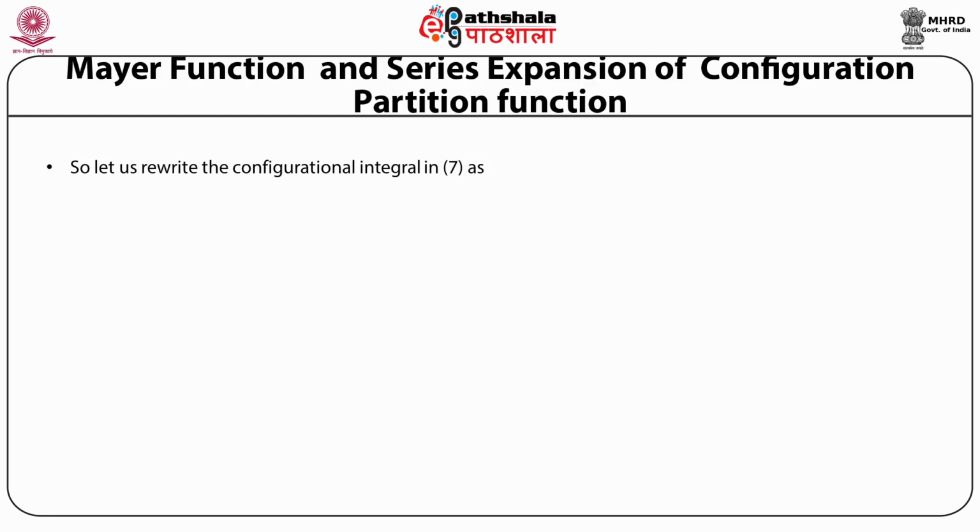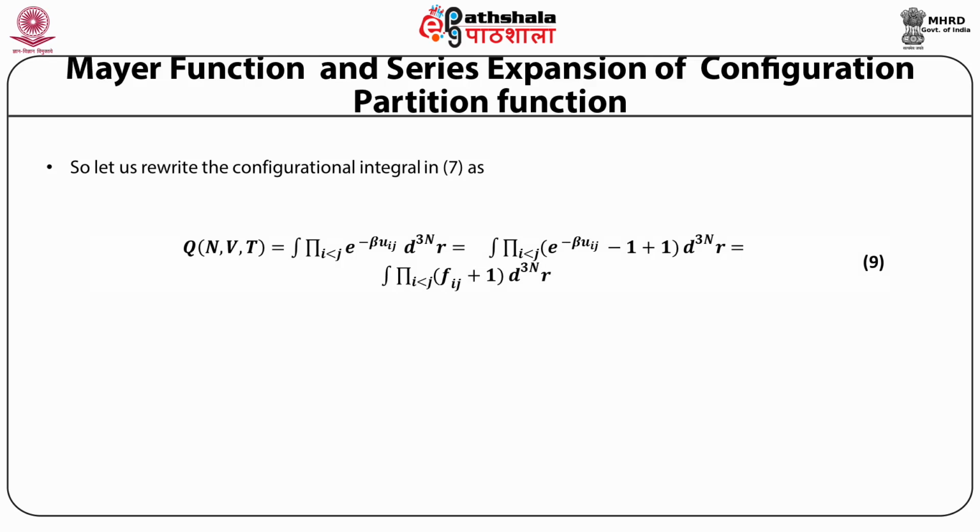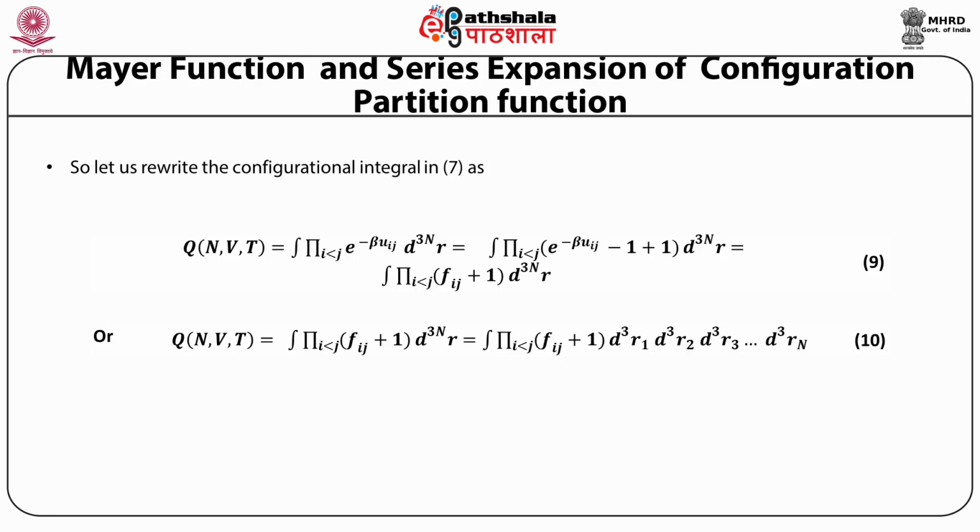Let us rewrite the configurational integral in equation 7 as Q as a function of N, V and T equal to the integral over product over i less than j of e raised to power minus beta u_ij d^3n r, which is equal to the integral over product over i less than j of (e raised to power minus beta u_ij minus 1 plus 1) d^3n r, which is equal to the integral over product over i less than j of (f_ij plus 1) d^3n r, or Q(N,V,T) is equal to the integral of product over i less than j of (f_ij plus 1) d^3n r, which is equal to the integral over product i less than j of (f_ij plus 1) d^3r1, d^3r2, d^3r3 and so on up to d^3rn.